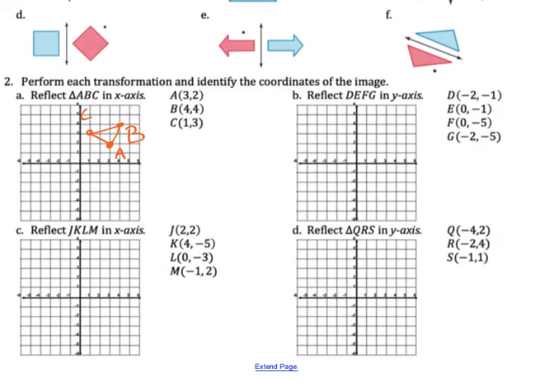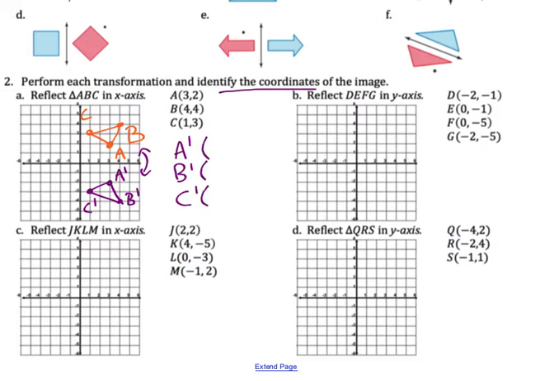Okay, it does say we need to reflect it in the x-axis. So we're going to go across the x-axis. A goes from being 2 above to A prime being 2 below. B is from 4 above to 4 below, B prime. And C goes from being 3 above to being 3 below, C prime. Okay, that's part of the problem, but it also says to identify the coordinates of the image. So I need to identify A prime, B prime, and C prime.